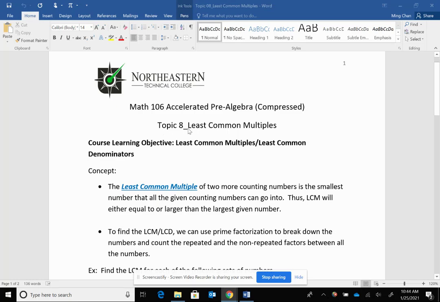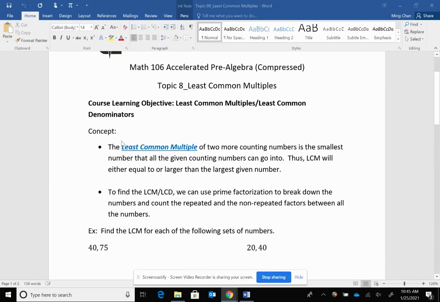Hey everybody, welcome to topic number 8, least common multiples. So what is a least common multiple?